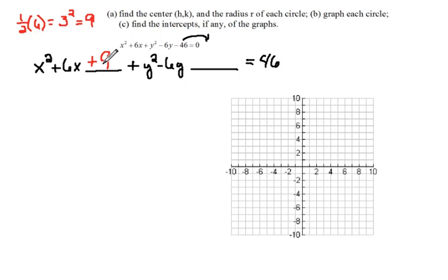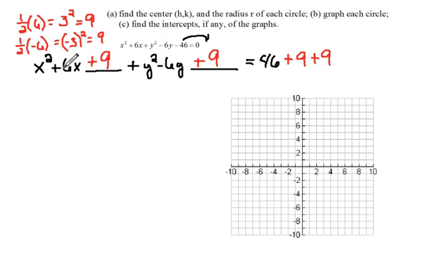Now if you add something to the left-hand side, don't forget you have to balance it out by adding it to the right. Then we're going to do the same thing with the y's. We're going to complete the square. We take 1/2 of the middle term, which makes that a -3, and then we square that also, which makes that a 9. So we'd have to add 9 to complete this square, make it a perfect square trinomial, and we'd have to add another 9 to the other side to balance.